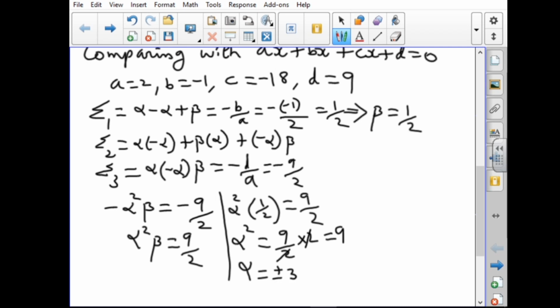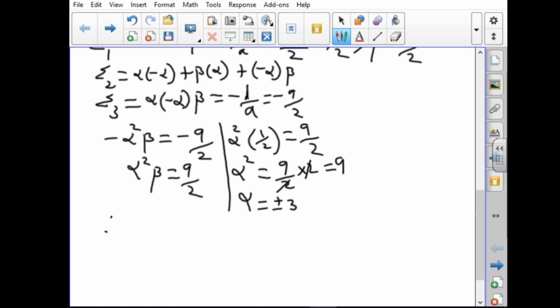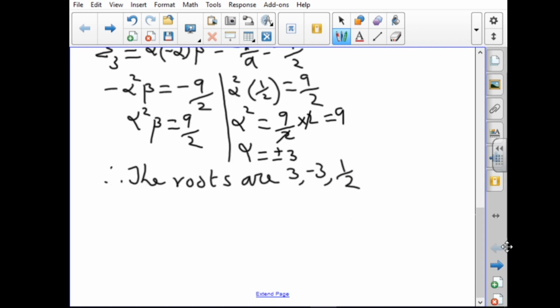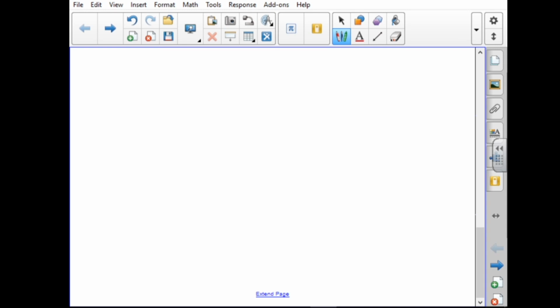It is asked to find the roots. Therefore, the roots are 3, that is alpha, minus 3, and beta is 1 by 2. These are the three roots. Then the second question you can take for assignment, because the second question is similar to example 3.22. So we will go to the third question, question number 3.